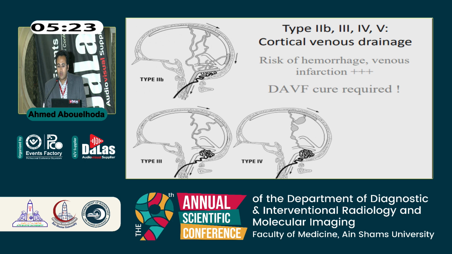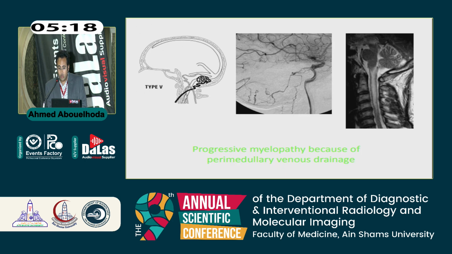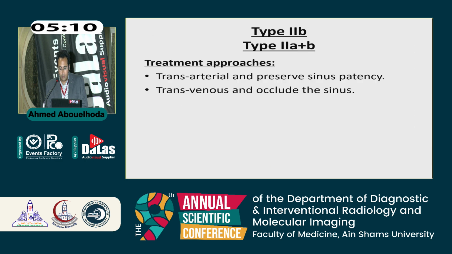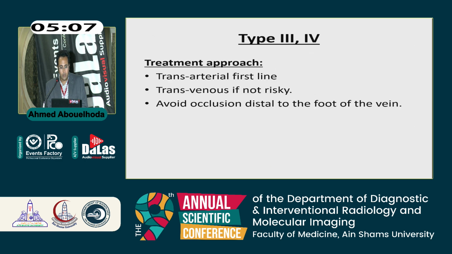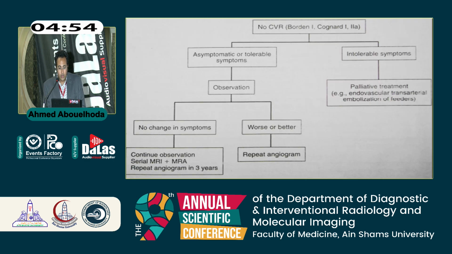For the more aggressive types, there is a very high risk of hemorrhage and venous infarction, and those fistulae must be cured. As you can see here, there's a type 5 fistula with a spinal venous reflux causing progressive myelopathy. In type 3 and 4, transarterial is the first line of treatment. Transvenous can be done if it's not too risky, and the most important thing is to avoid occlusion distal to the foot of the vein. Just a very quick summary for the treatments.